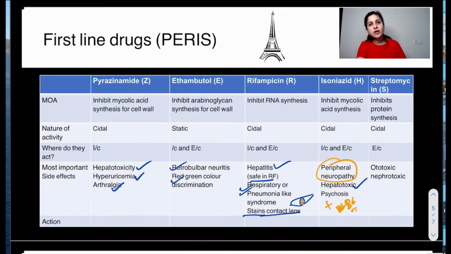Streptomycin, like all the aminoglycosides, they are ototoxic, they are nephrotoxic. ये हमें हर एक aminoglycoside के बारे में पता होना चाहिए. So this applies. It is not an exception. इसमें भी यही चीज़ आएगी.